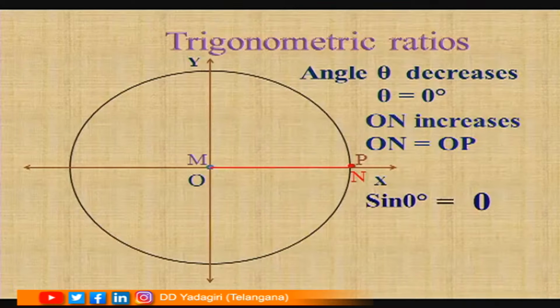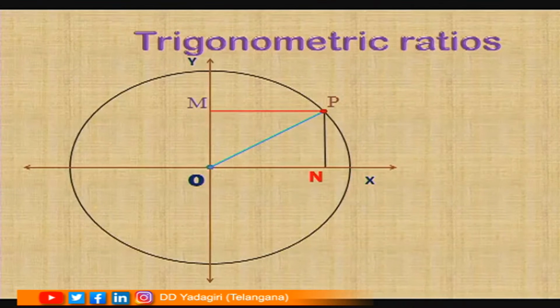Now, similarly we check for the cos also. The On is increasing, is it right? In the previous case, On is nothing but Pm only. Now, this On as well as Pm are both going to become equal to the radius of the circle, that is On is equal to OP. Therefore, cos theta is equal to On by OP, where On is equal to OP, so cos 0 degrees is equal to OP by OP, which is equal to 1. So, now we have observed that cos 0 degrees is equal to 1. In the previous case we observed that sin 0 degrees is equal to 0.